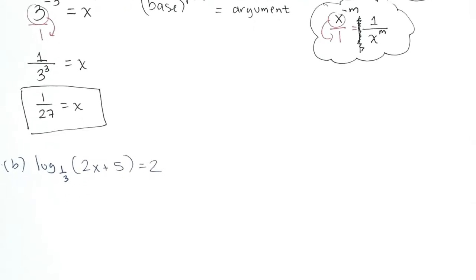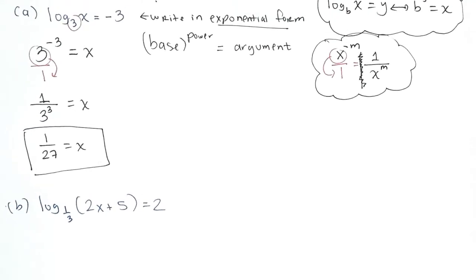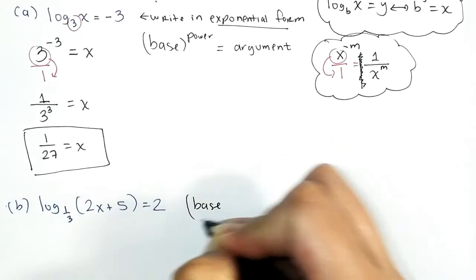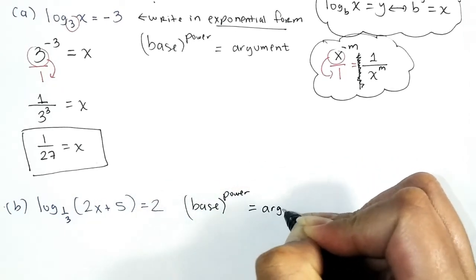Okay, so I'm like, how am I going to solve this? We only have one log. Then to solve it, we're going to quickly write this in exponential form. So in English, get out of the log. To write it in exponential form, we're going to take the base, raise it to some power, and that will give us the argument.